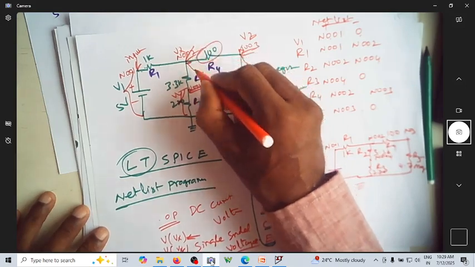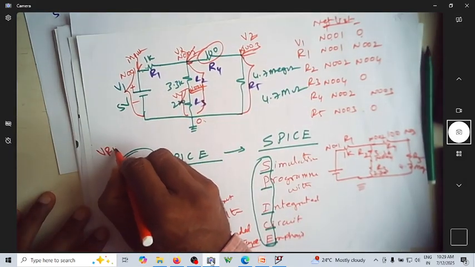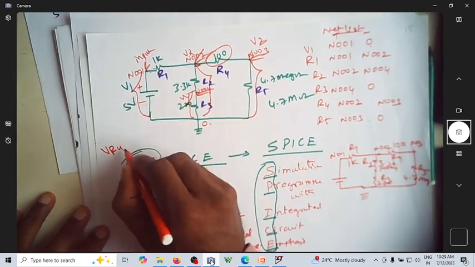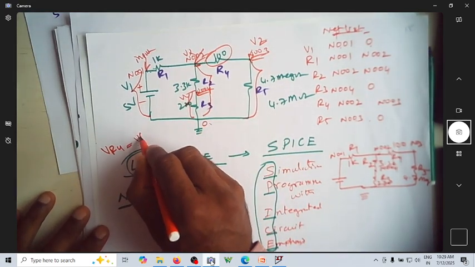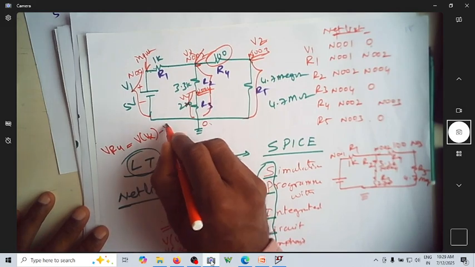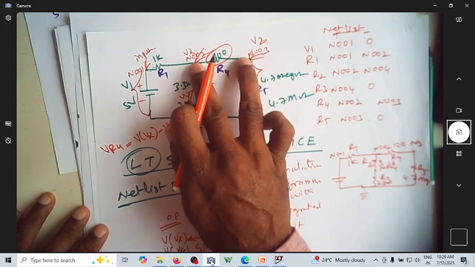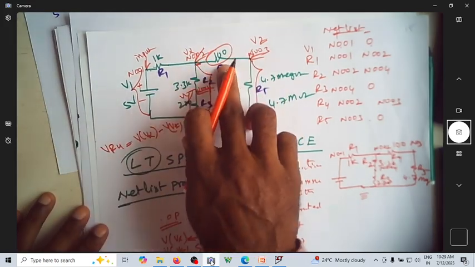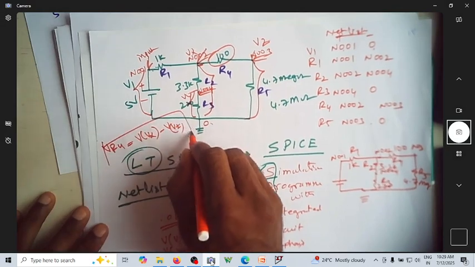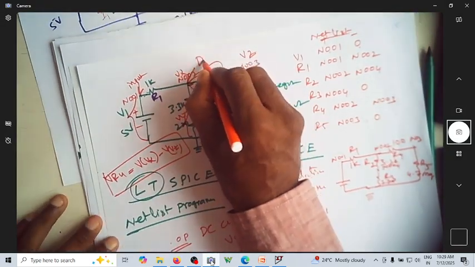Suppose you want to know the voltage across R4, that is nothing but V of Vx minus V of Vz. The voltage across these two nodes is nothing but VR4, which I'll call a differential voltage.